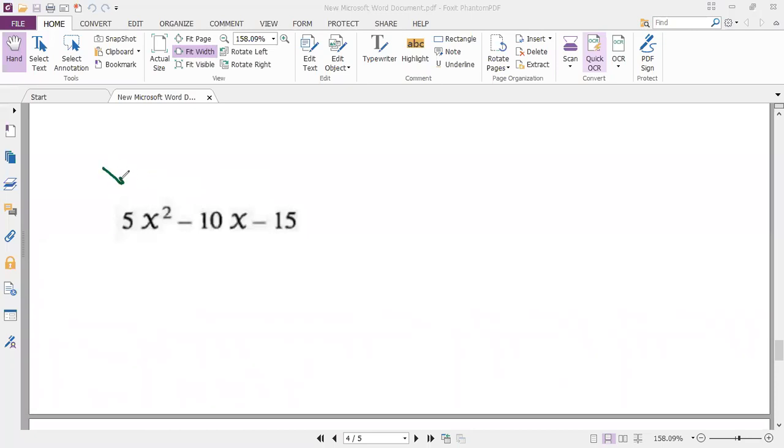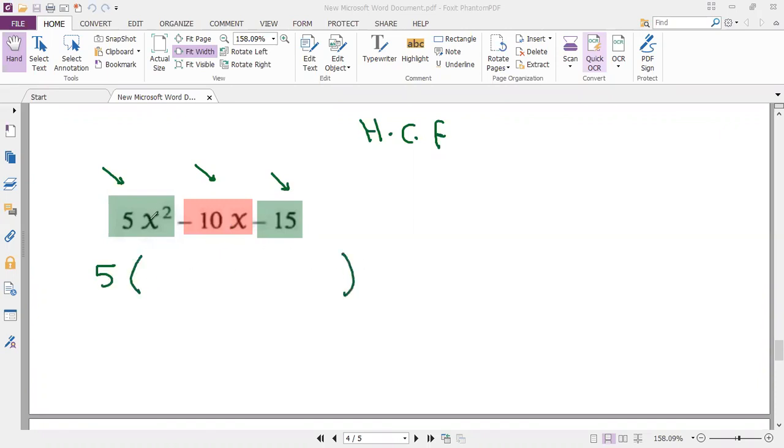Before factorizing this expression, we have a common factor. And this kind of factorizing is called factorizing by taking the highest common factor. And what is the highest common factor? We have 5x squared, and we have negative 10x, and the last term is negative 15. There are 3 terms, and the 3 terms here are divisible by 5, so we can take 5 as a factor. And 5x to the power of 2 divided by 5 is x to the power of 2. And negative divided by positive is negative. And 10 divided by 5 is 2x.